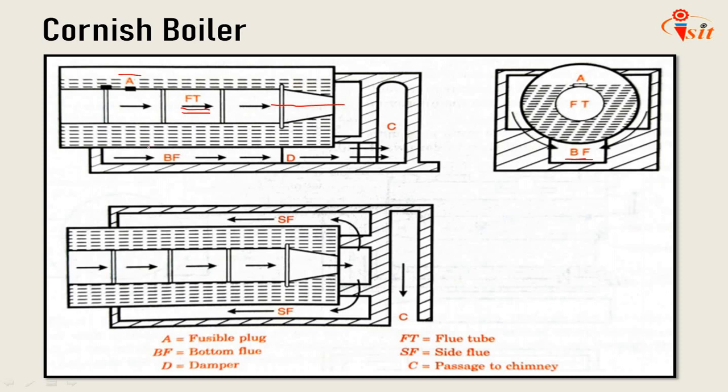The various boiler mountings are steam stop valve, pressure gauge, water gauge, fusible plug, blow off cock, high steam low water safety valve, feed check valve and manhole. So these are the mountings which the Cornish boiler uses.